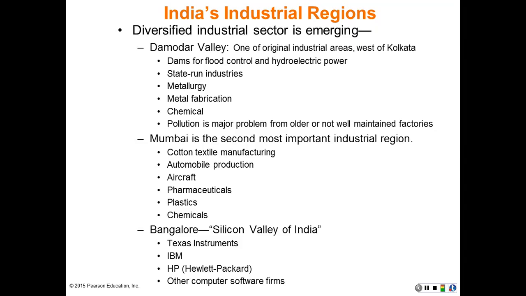Mumbai is the second most important industrial region. It's the capital of the Maharashtra state, has become the showcase of new and progressive India with its recent rapid economic growth. Here we find cotton textile manufacturing, automobile production, aircraft, pharmaceuticals, plastic, and chemicals.